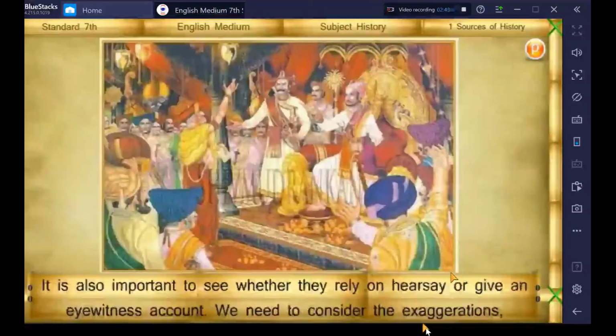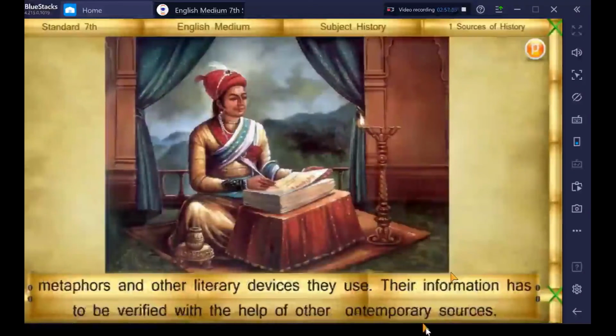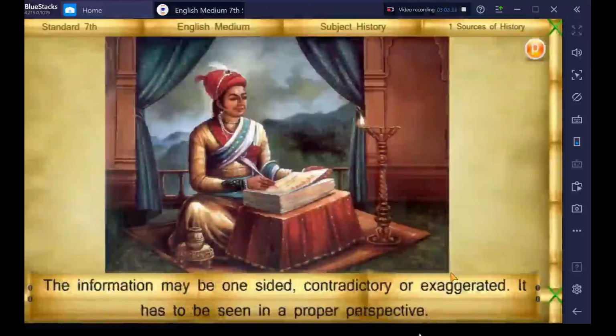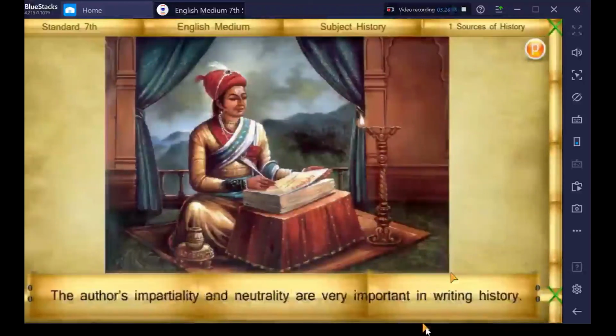It is also important to see whether they rely on hearsay or give an eyewitness account. We need to consider the exaggerations, metaphors, and other literary devices they use. Their information has to be verified with the help of other contemporary sources. The information may be one-sided, contradictory, or exaggerated. It has to be seen in a proper perspective. The sources have to be subjected to a critical analysis. The author's impartiality and neutrality are very important in writing history.